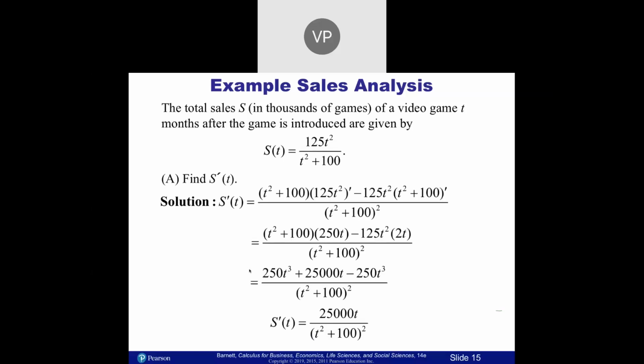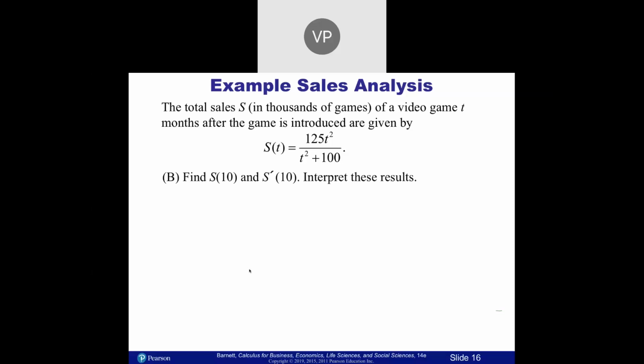All right, so it looks like it's the same function. Now they want us to find S of 10 and S prime of 10. And then interpret the results. So, first off, we already found the derivative, and remember the distinction. This one on the left is the original function, this is the derivative. So, to find S of 10, we're going to the original function right up here. We're replacing every t with a 10.